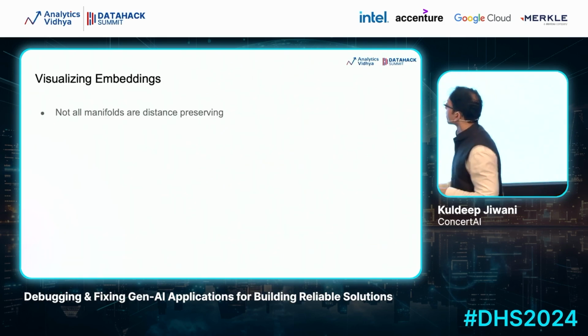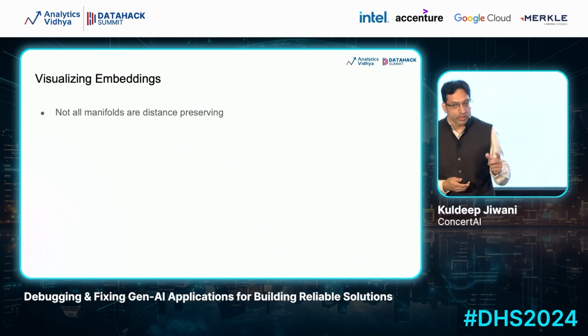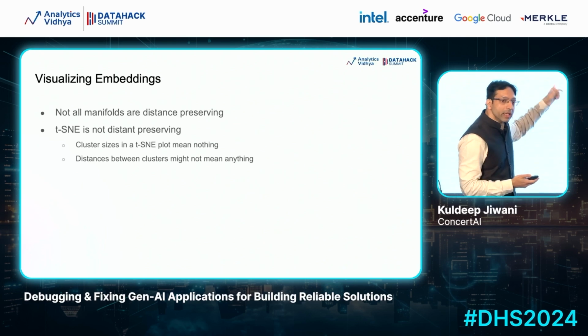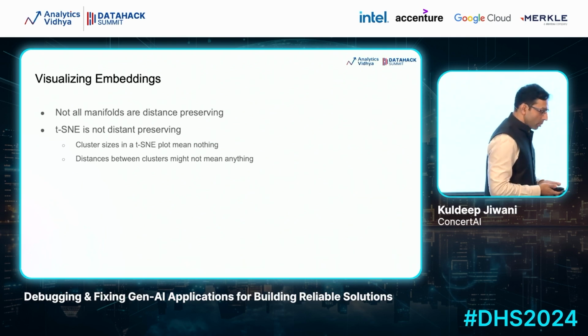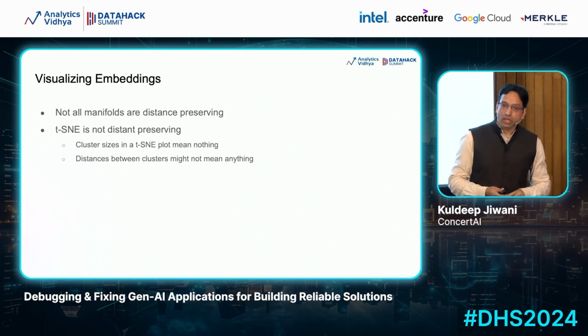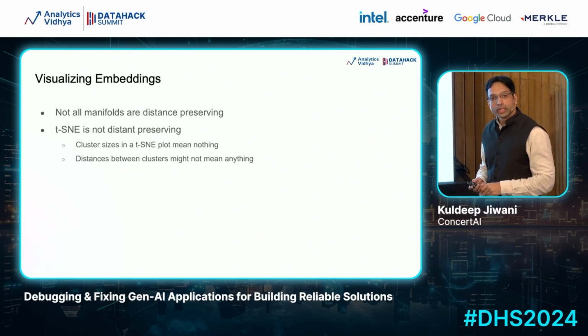Let me take you to the next part, right? So the converse, I was telling you, not all manifolds are distance preserving. Let me show you an example of the other side so that you are aware of the drawback. t-SNE is not distance preserving, right? By definition, it uses a concept of local graphs. It makes a picture from the local neighborhood, right? So the size you see in a plot doesn't really mean anything, right?